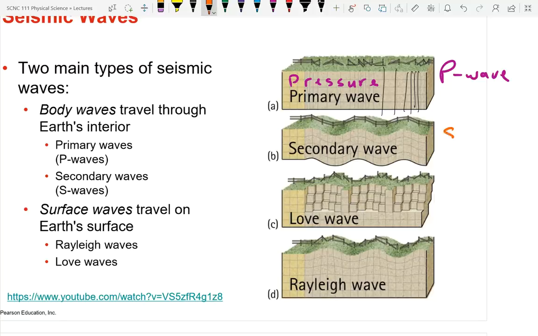Then we have the S wave. It says here secondary, but it can also be named the shear wave. Right? P could stand for pressure or primary. S could stand for shear or secondary. The primary and secondary tells you faster and slower. The P wave is faster, the S wave is slower. The pressure and shear tells you if it's longitudinal or transverse.